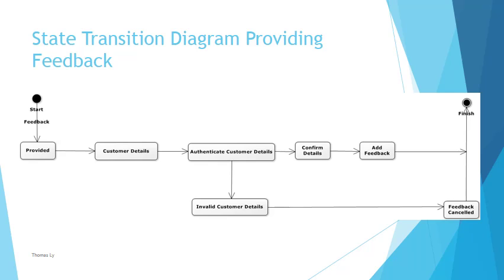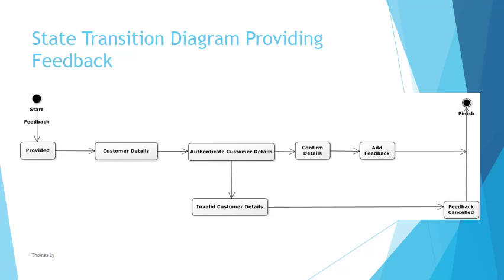This is a state transition diagram for providing feedback. It will start by the feedback being provided by the customer. The customer would then have to give in his or her details. The details would then have to be authenticated in order to find out if they are really our customer. From here, it can go one or the other way. One way would be for the customer's details to be confirmed, and then the feedback would be added. This would end the state transition diagram.